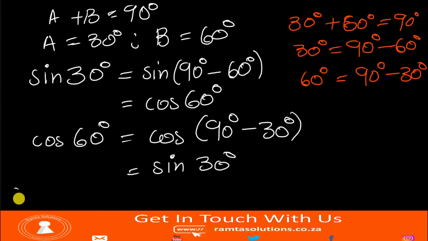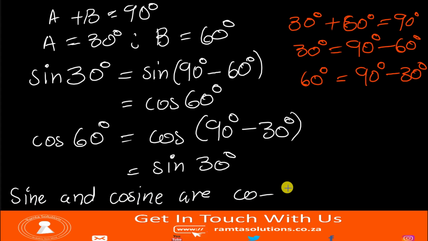Therefore, we say sine and cosine are cofunctions. Right? They are cofunctions.